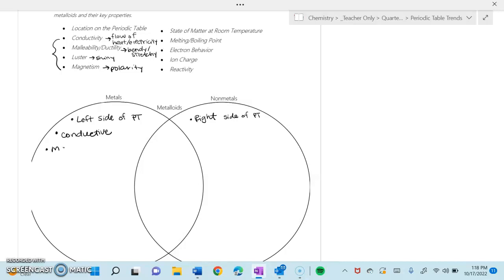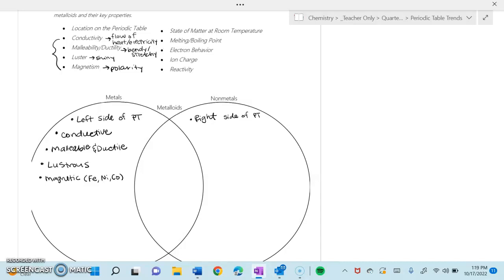They are also malleable, so bendy, and ductile. They can be stretched into a wire. They are lustrous, meaning they have shine, they reflect light, and certain metals are magnetic. Not all of them. In fact, only 3 elements on the whole periodic table are magnetic: iron, nickel, and cobalt. We used iron in our separation lab. Remember the little iron filings that stuck to the magnets? So that would be a property of these few metals, but nonmetals, you won't find any that are magnetic.